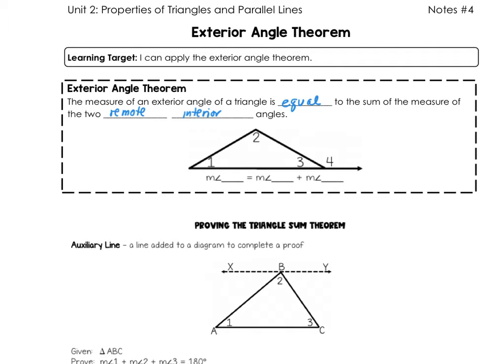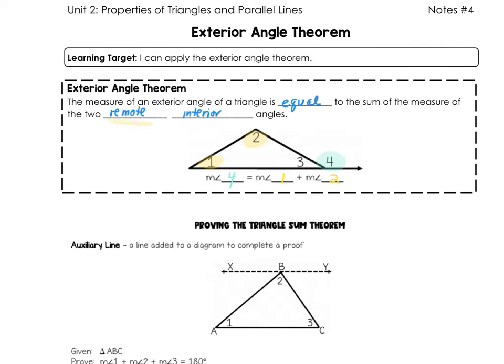An exterior angle of a triangle is an angle that's formed by extending one side of the triangle. So angle 4 is our exterior angle. The two remote interior angles are the two angles that are on the other side of the triangle, kind of removed from that exterior angle. So angle 1 and angle 2 are the two remote interior angles.